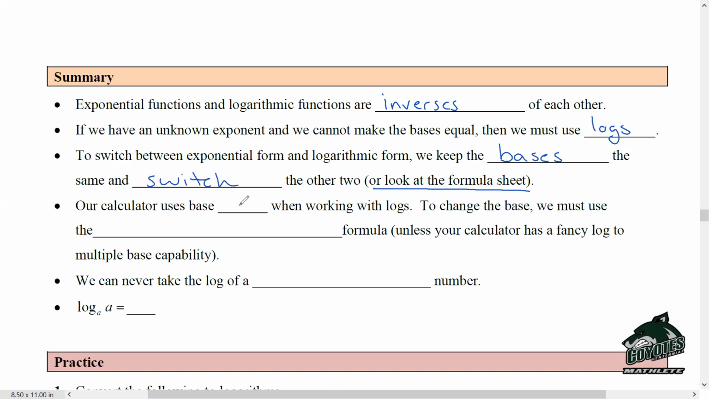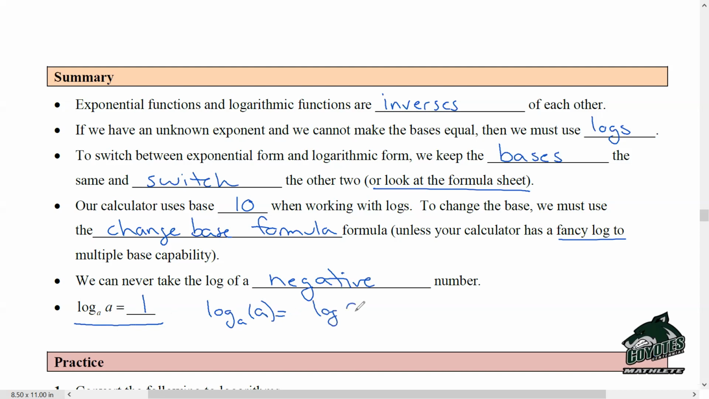Our calculator uses base 10. To change base, we must use change of base formula. Unless your calculator has a fancy log button, which some of them do. You can never take the log of a negative number. Your calculator will return an error. And this is a bit of a preview for a future lesson. I need you to know that log base a of a is 1. Because log base a of a, using change of base, is a over a, which is 1. Okay, that'll be important for next lesson.